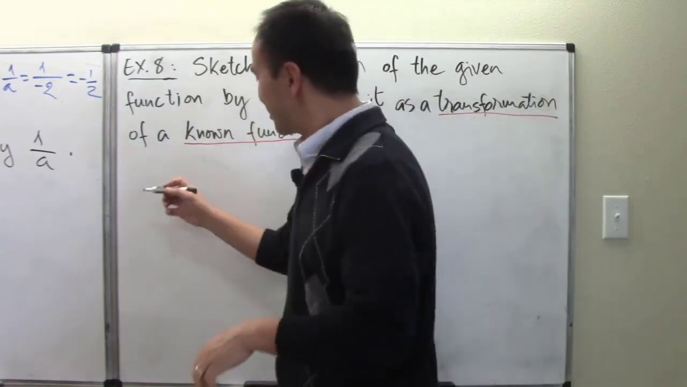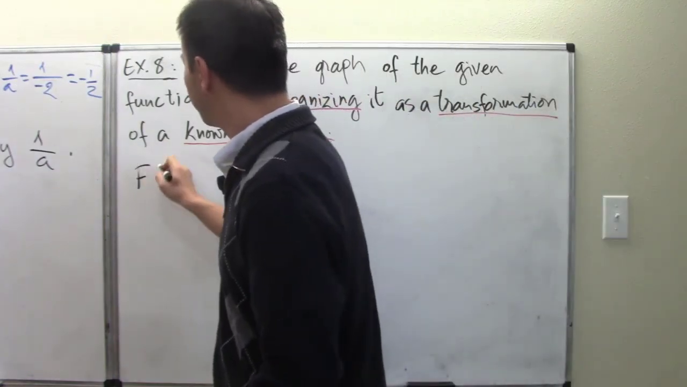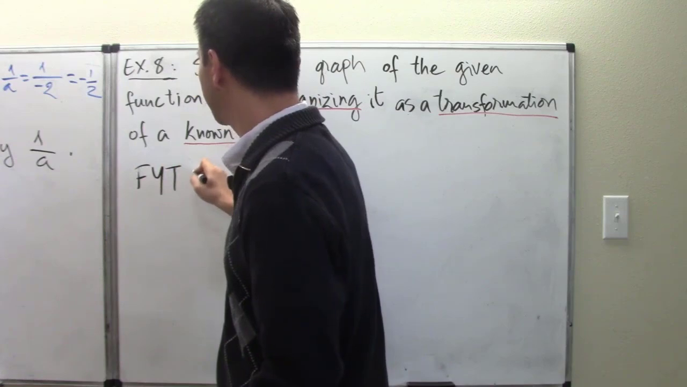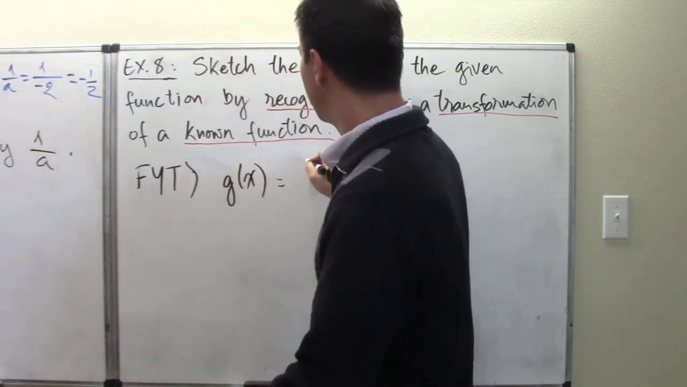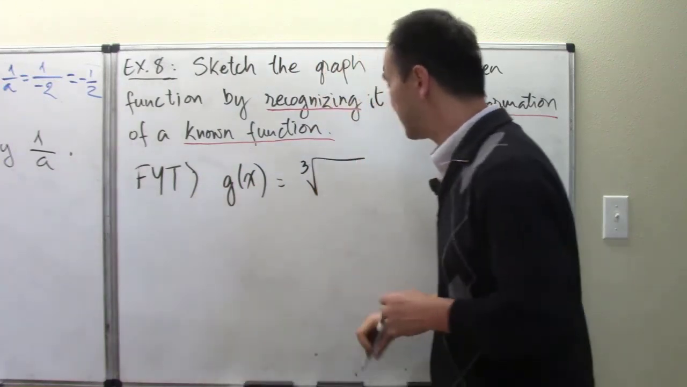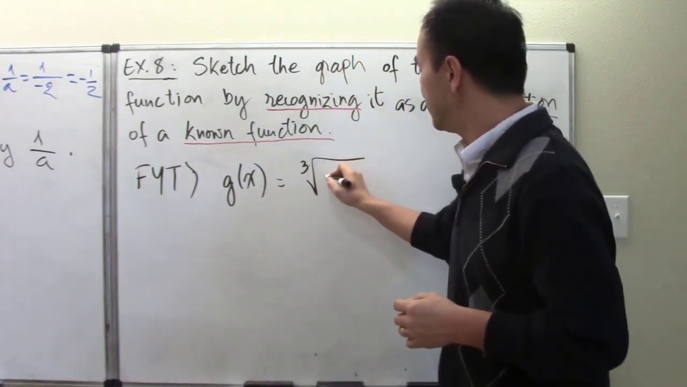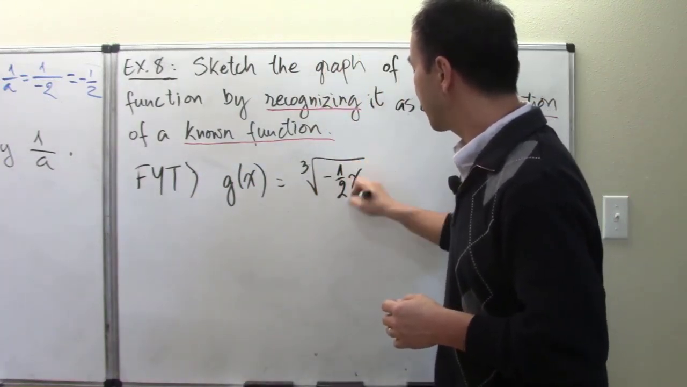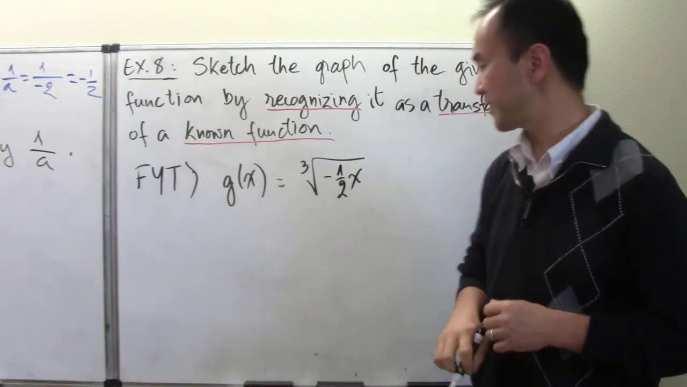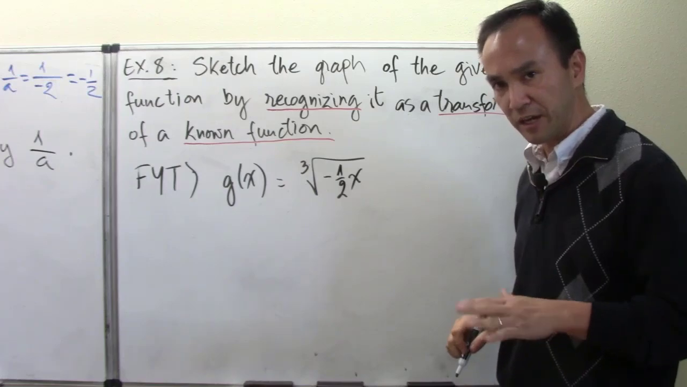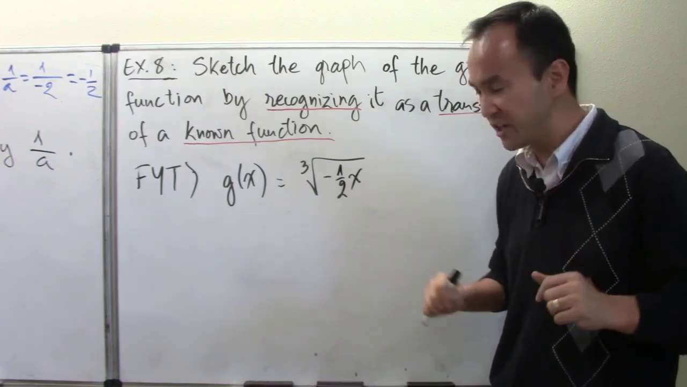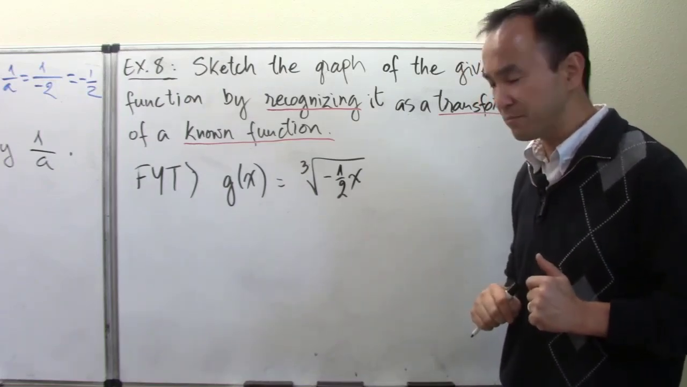Okay, so as an FYT, why don't we do g of x to be the cube root of negative half x. Okay, negative half x, like that. All right, so now go ahead and take your time, pause the video, and stay as long as you need. Take as much time as you need to get the problem done right here.